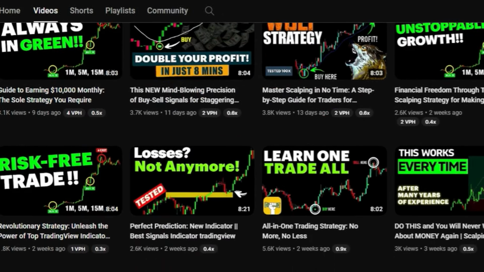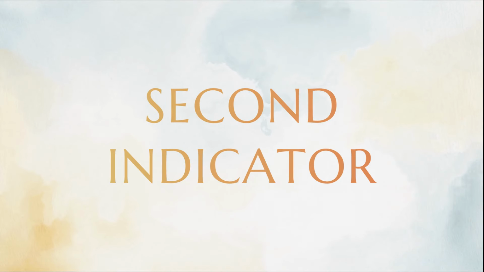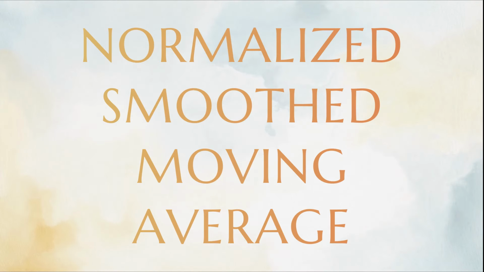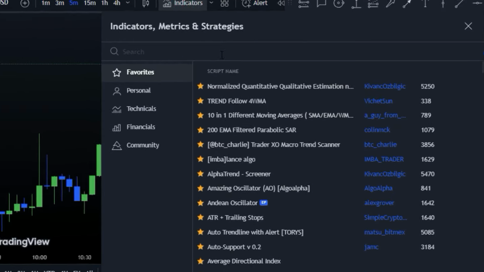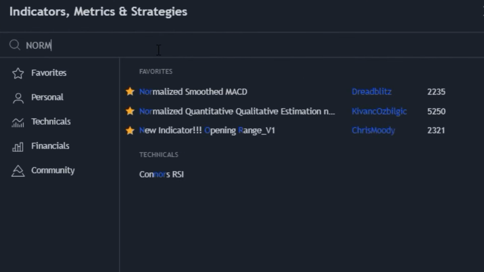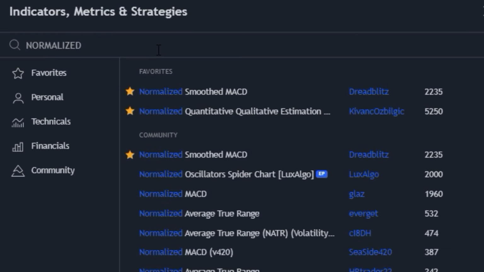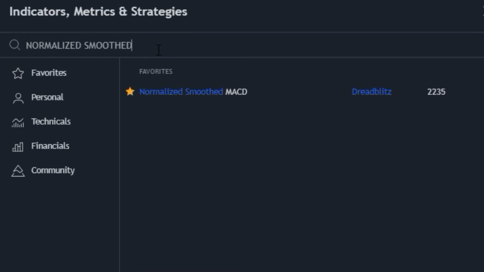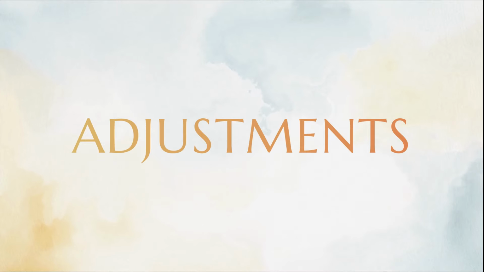Now back to TradingView. Time to bring in the Normalized Smoothed MACD indicator. Hold on though, we've got some settings to adjust before putting it to work.